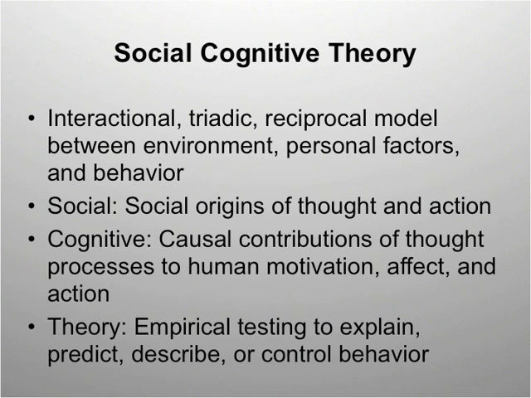And as it became more cognitive in nature, he added self-efficacy. And as he made those changes, the name changed to social cognitive theory. So again, social cognitive theory is this interaction between the triadic model of reciprocal determinism, the environment, personal factors, and behavior. The word social is included because it involves social interactions, social origins of thought and action. Cognitive, because there's a heavy emphasis on cognitive processes. Self-efficacy is the premier construct in social cognitive theory. And theory because, indeed, this is one of the most tested and most widely used theories in public health.